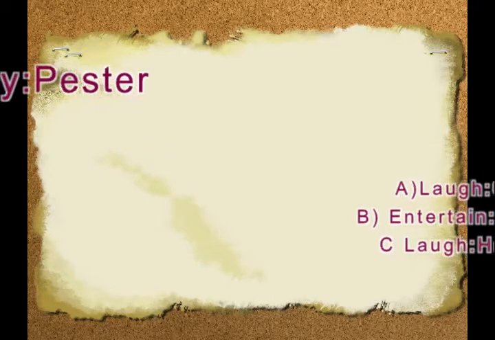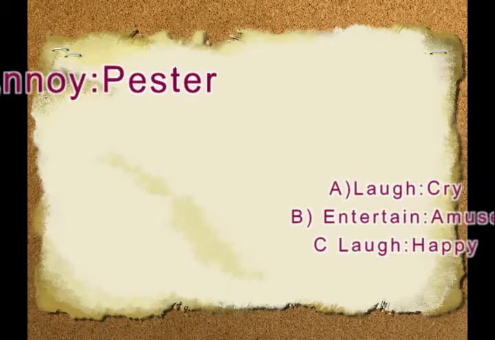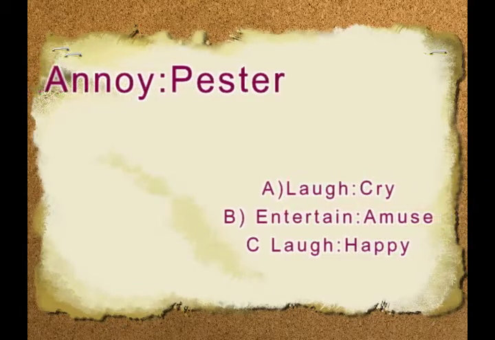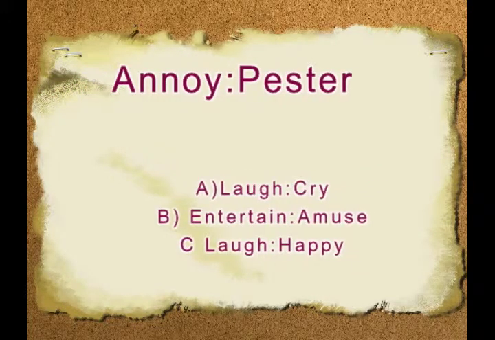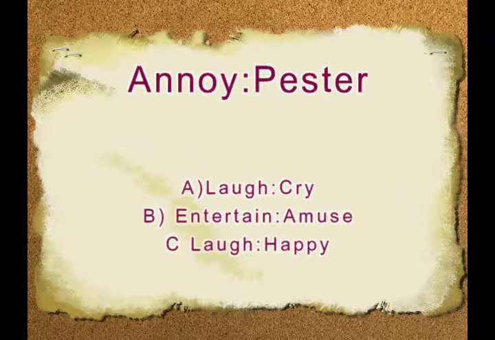Okay. Annoy is to pester, as A, laugh is to cry, B, entertain is to amuse, or C, laugh is to happy. You have 10 seconds. 10, 9, 8, 7, 6, 5, 4, 3, 2, 1. The correct answer is B.